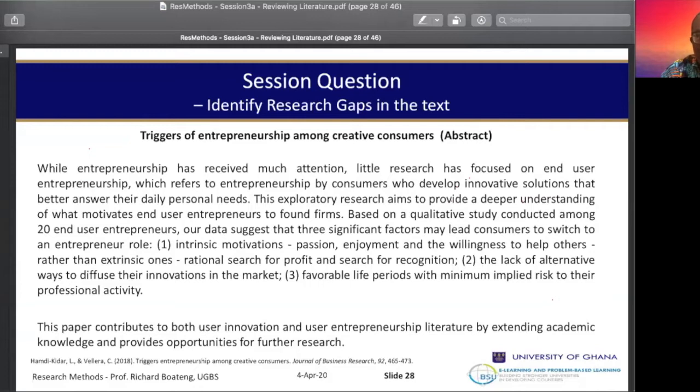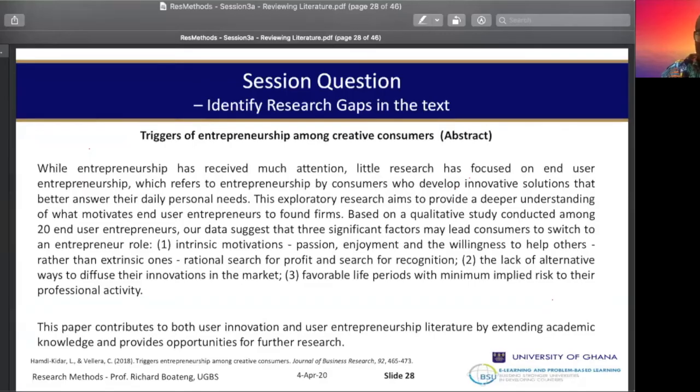So this exploratory research aims to, because little research has been done. Remember, I told you in session 1 that whenever you have a research area where little has been done, that means there's opportunity for exploratory research. This exploratory research aims to provide a deeper understanding of what motivates consumer entrepreneurs or end user entrepreneurs to start or found firms. So that's what he did.